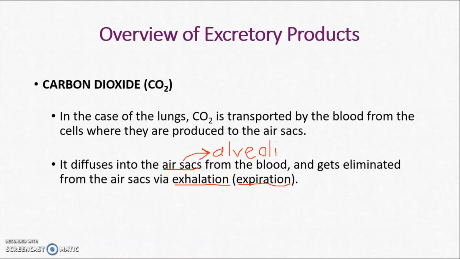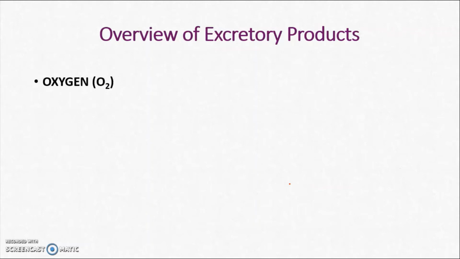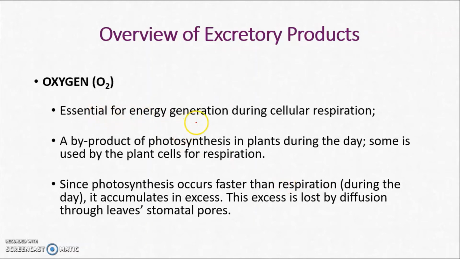Good. The next excretory product is oxygen. Oxygen is essential for energy generation during the process of cellular respiration, aerobic respiration. Oxygen is also a byproduct. It's not the main product, but it's a byproduct of photosynthesis in plants, which occurs during the day, in the presence of sunlight. Some of the oxygen produced during photosynthesis is also used by the plant cell for respiration.